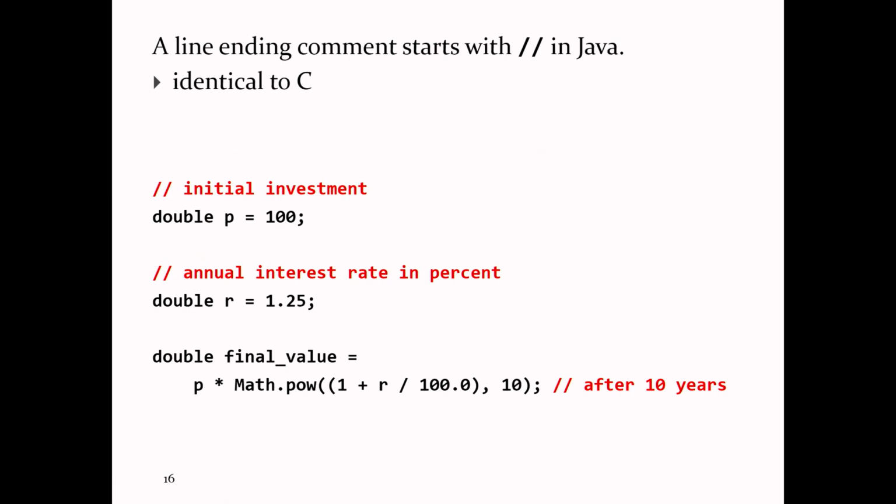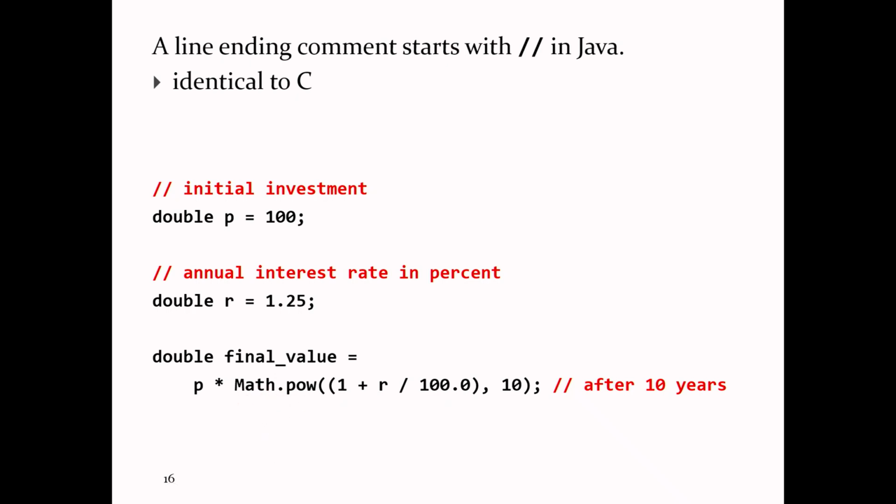Comments in C and Java are exactly the same. The double slash is the line ending comment in both languages. So "// initial investment," that entire line's a comment. "Annual interest rate in percent," also a comment. You can put the comment after your code if you want, and the comment ends the line. So that's your compound interest formula there.